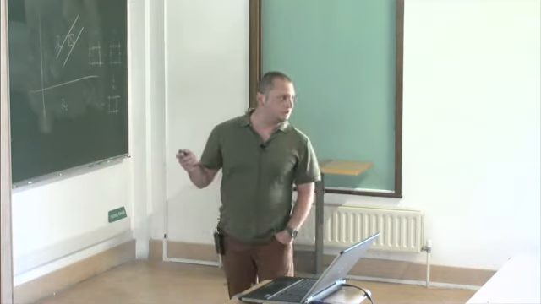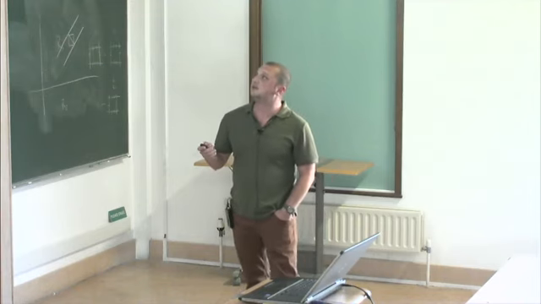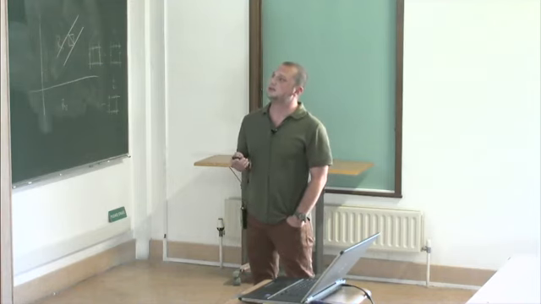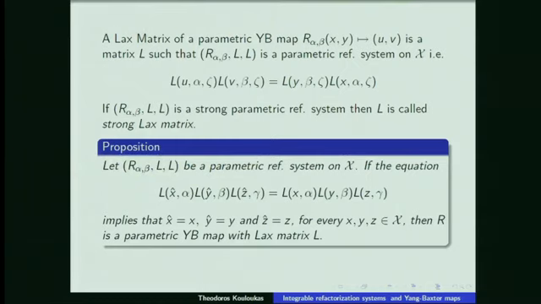Now, not all of the solutions of this equation here give rise to Yang-Baxter maps. A condition for this to be true is the next one. That says that if RLL is a refactorization system on X, and also this equation here implies that X hat, Y hat, and Z hat are equal to X, Y, and Z, then we can be sure that indeed this map R is a Yang-Baxter map.